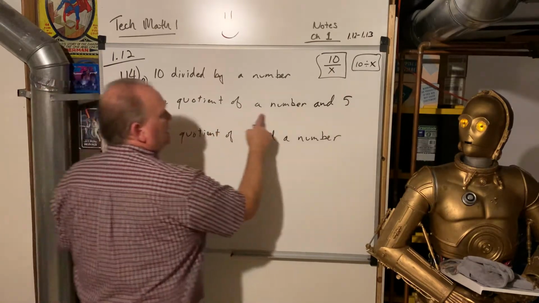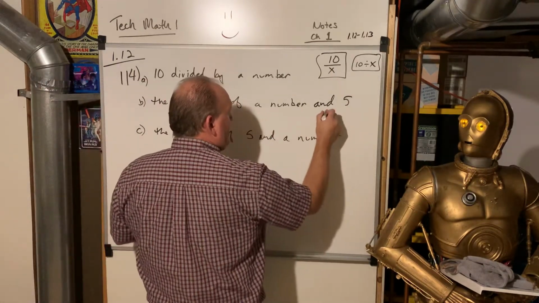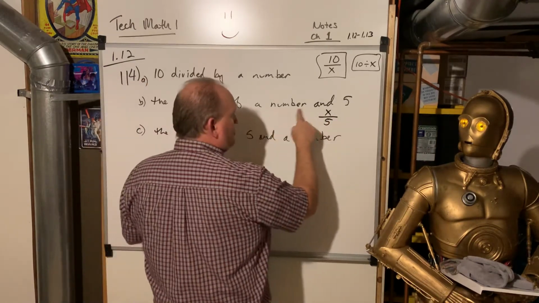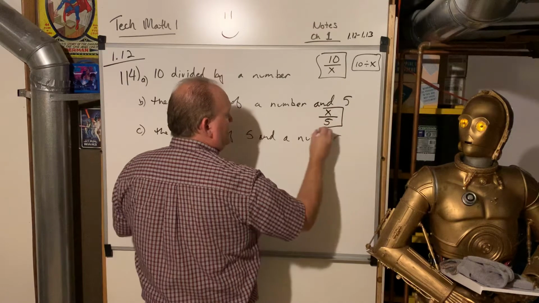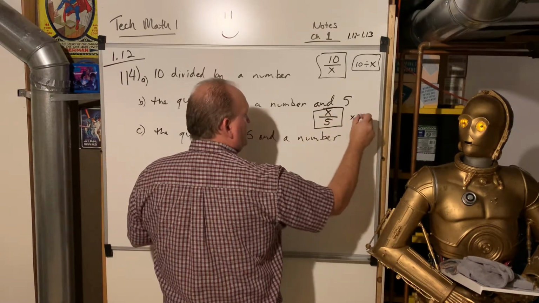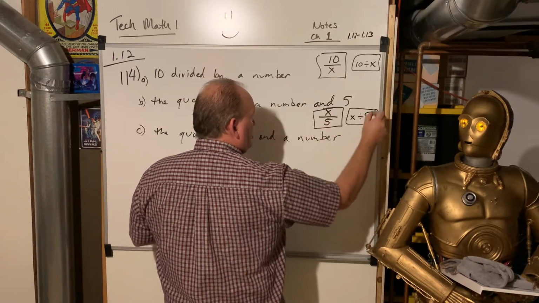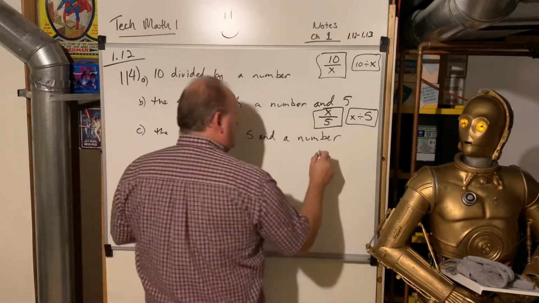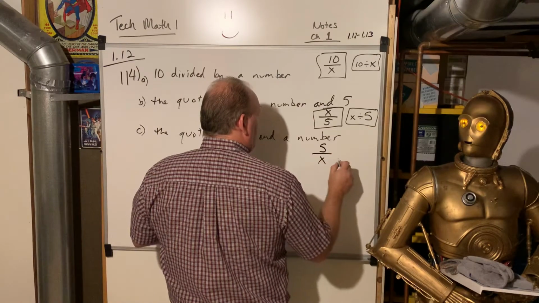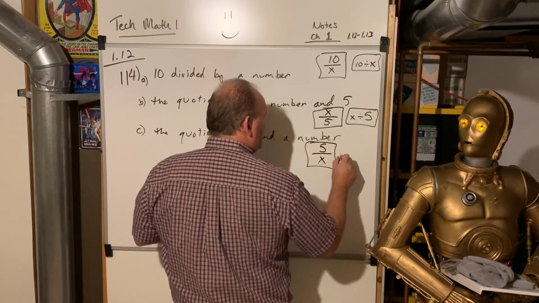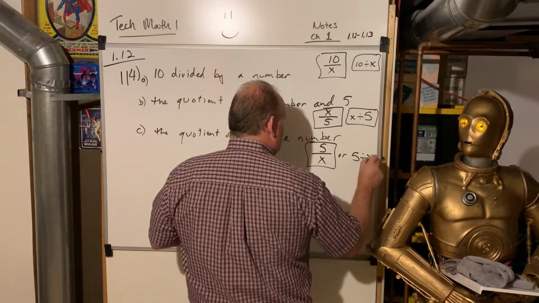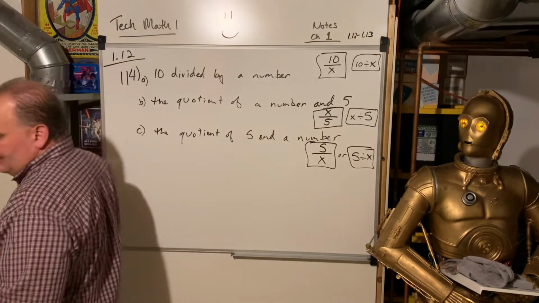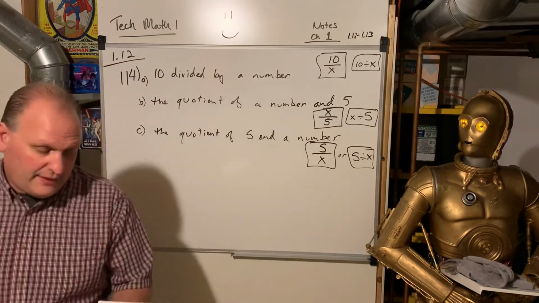The quotient of a number and 5, so that would be x over 5. When you see the word quotient, whatever order it's in, that's the order that you write it. So that's fine, or if you wanted to do the old divided by sign, that's fine, either one. Quotient of 5 and a number, that's going to be 5 over x, or 5 divided by x. These are not interchangeable. Those are two different things on B and C. Those are completely different, all right?